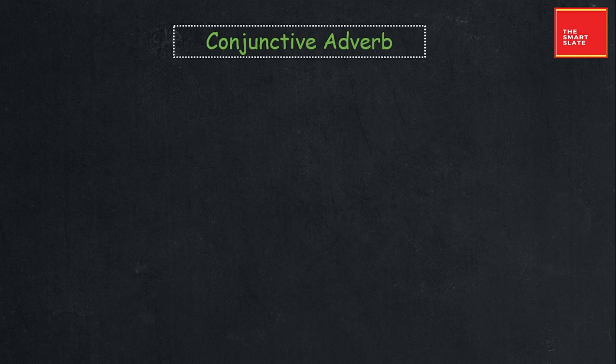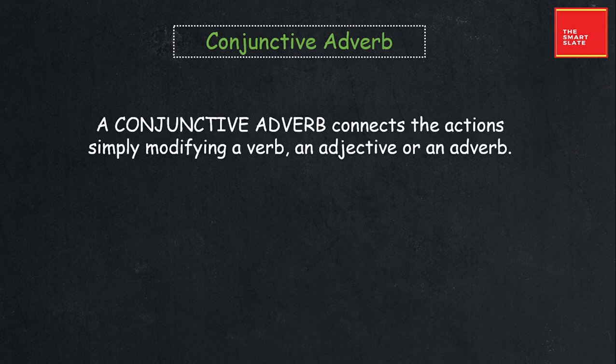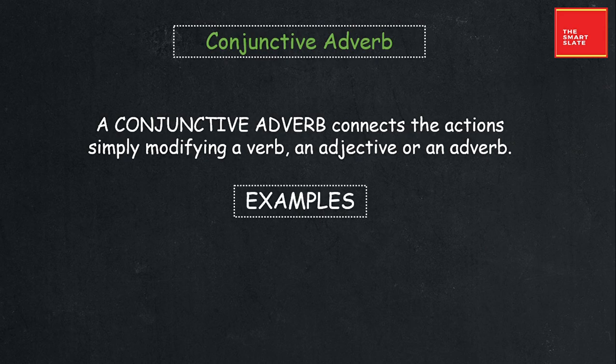The next type is conjunctive adverb. If you have already watched the video based on conjunctions and the different types of conjunctions, it is easier for you to understand the difference between conjunction and a conjunctive adverb. It connects the actions while simply modifying a verb, an adjective, or an adverb. So here you have to attach the meaning of conjunction to the meaning of adverb. So when you sum up both, you get the meaning of conjunctive adverb.